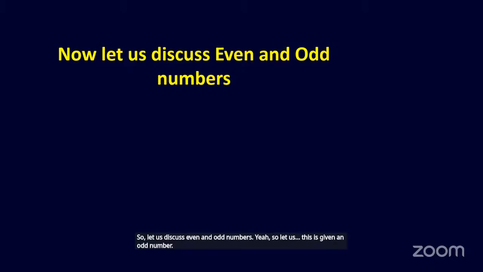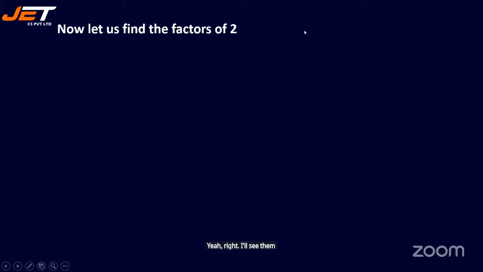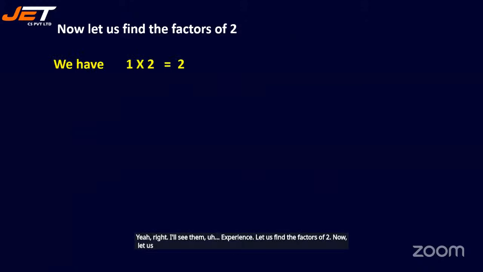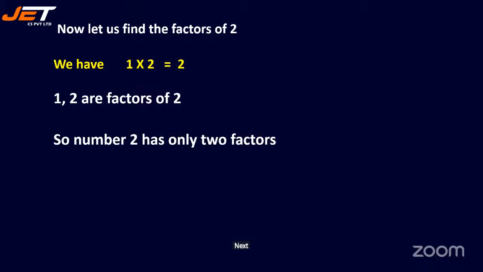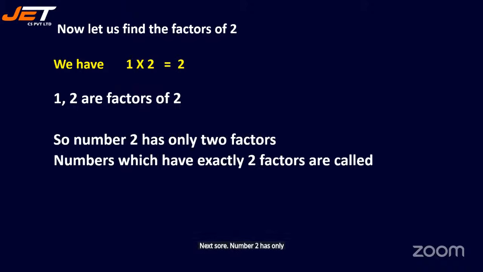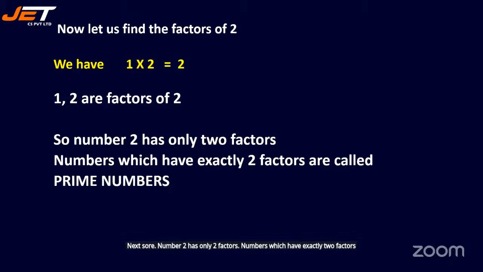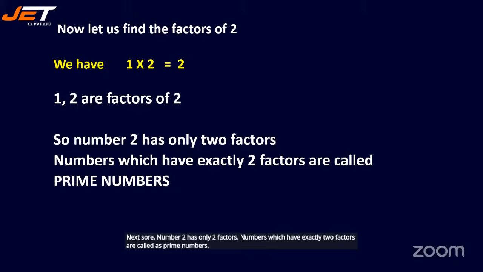Now see the next thing in this. Let us find the factors of 2. It is 1 into 2 is 2. So 1 comma 2 are factors of 2. For 2 it is 1 comma 2 only. So number 2 has only 2 factors. Numbers which have exactly 2 factors are called prime numbers.